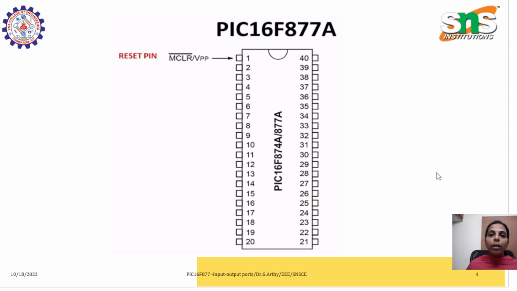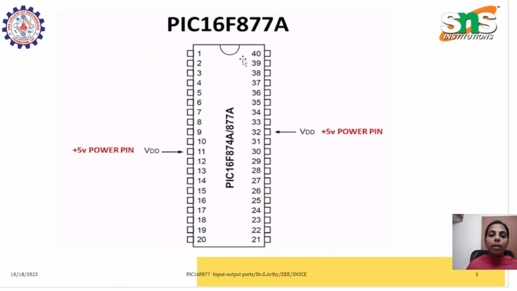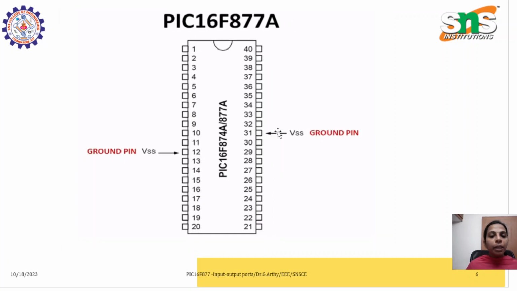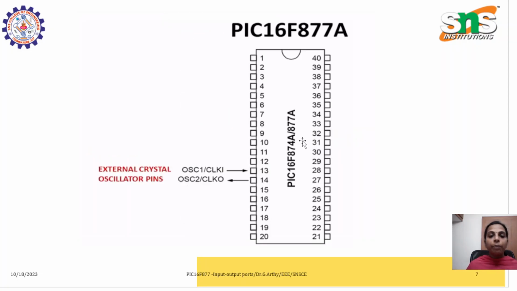Whenever we start programming a microcontroller, we need to give the supply, the ground and the reset. So we have to know about the pins for that. Pin number 1 denotes the reset pin of a PIC16F877A. Similarly, pin 11 and pin 32 define the VDD or the supply, and PIC16F877A requires a plus 5 volt supply. Next, pin number 12 and pin number 31, as shown here, are ground pins.